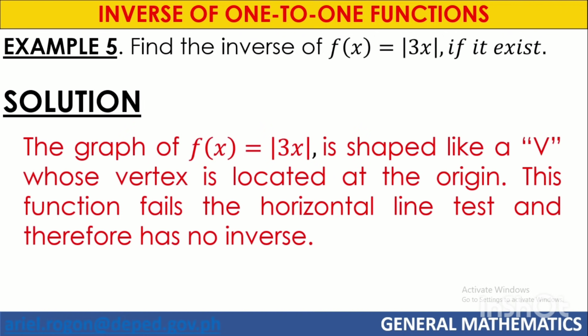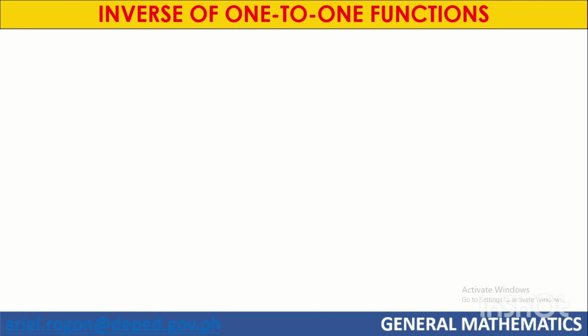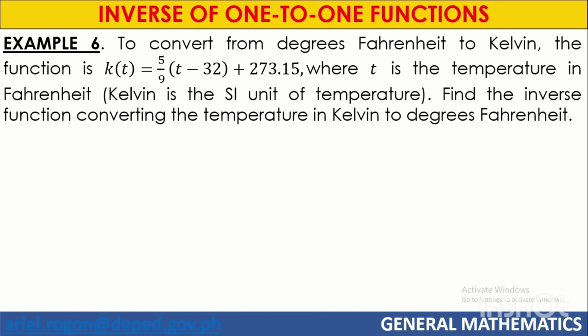So the graph of f of x is equal to absolute value of 3x is shaped like a V, whose vertex is located at the origin. This function fails the horizontal line test and therefore has no inverse. Okay? Tatandaan natin yung mga ganyan. I'll give you one problem solving.